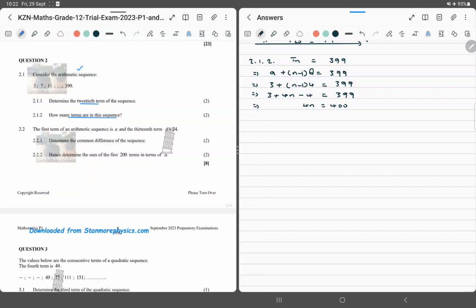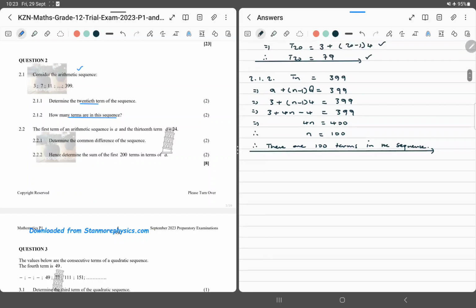You can say therefore n is going to be equal to 100. You can say therefore there are 100 terms in the sequence. Great. Always attempt to answer the question. Don't leave the question hanging. So again here, the key is a correct substitution and essentially answering the question. Okay, great.